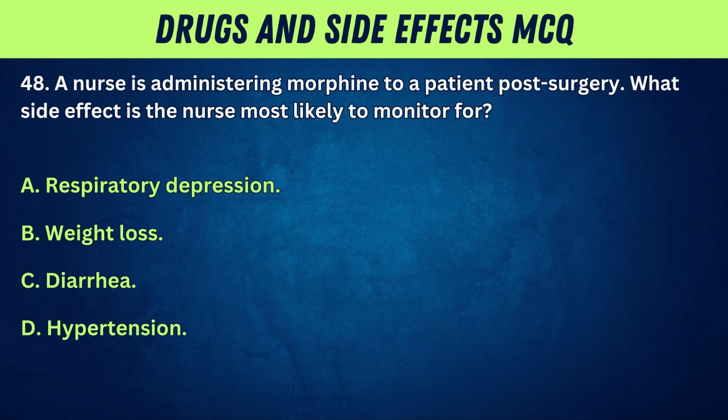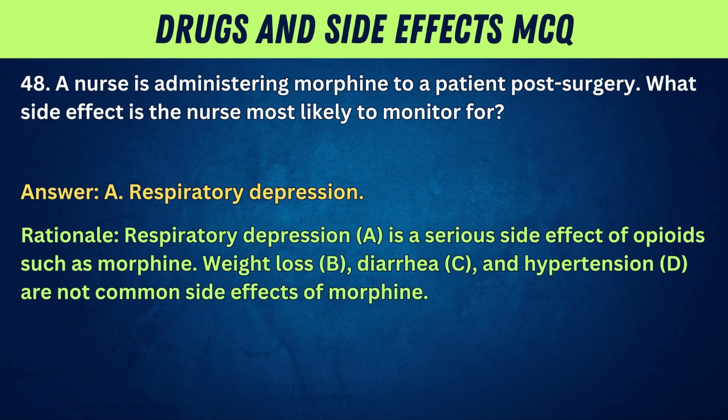48. A nurse is administering morphine to a patient post-surgery. What side effect is the nurse most likely to monitor for? A. Respiratory depression. B. Weight loss. C. Diarrhea. D. Hypertension. Answer: A. Respiratory depression. Rationale: respiratory depression, A, is a serious side effect of opioids such as morphine. Weight loss, B, diarrhea, C, and hypertension, D, are not common side effects of morphine.